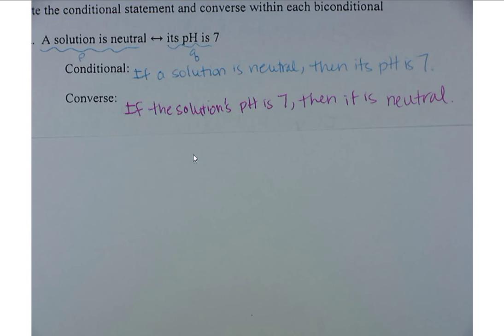Okay, and then I'm going to have you give B a try. So B says an angle is obtuse if and only if its measure is greater than 90 and less than 180. Okay, so see if you can write the conditional.